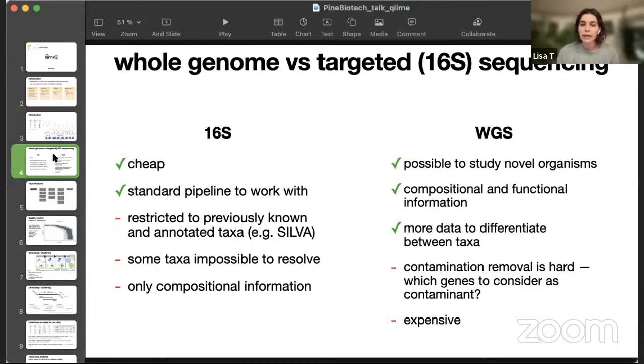Whole genome sequencing allows us to study novel organisms, and we can assemble the reads, and we can run functional genomics and understand what function this organism does. It's also more information to differentiate between the taxa, but there are a bunch of problems with whole genome sequencing of bacteria because it's expensive, it's hard to understand what is contamination, what is not, and so on.